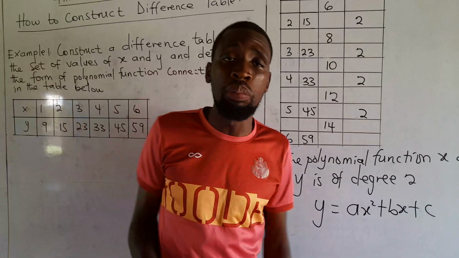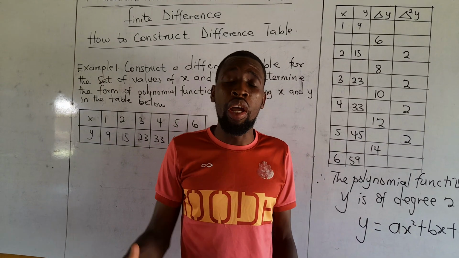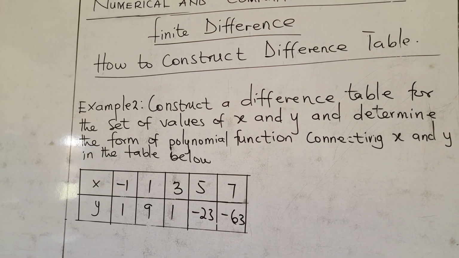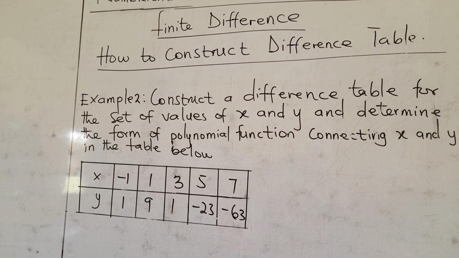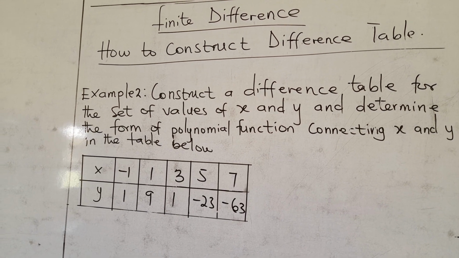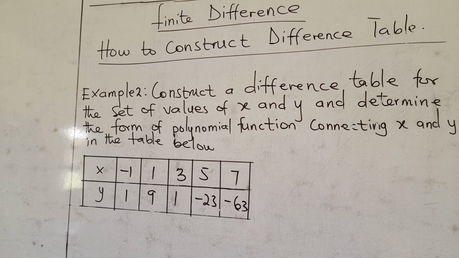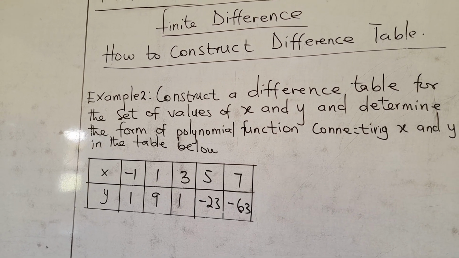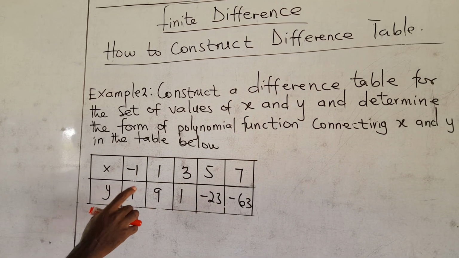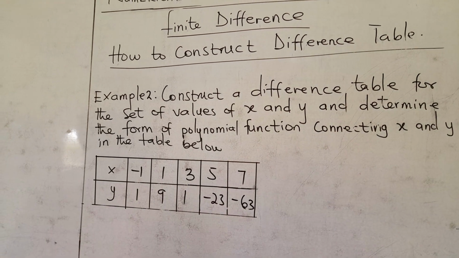We'll solve another example where we learn how to construct a difference table for a set of values where a function connects those two values. So let's look at our second example. Construct a difference table for the set of values of x and y and determine the form of polynomial function connecting x and y in the table below. The set of values for x is -1, 1, 3, 5, 7, and that of y is 1, 9, 1, -23, -63.